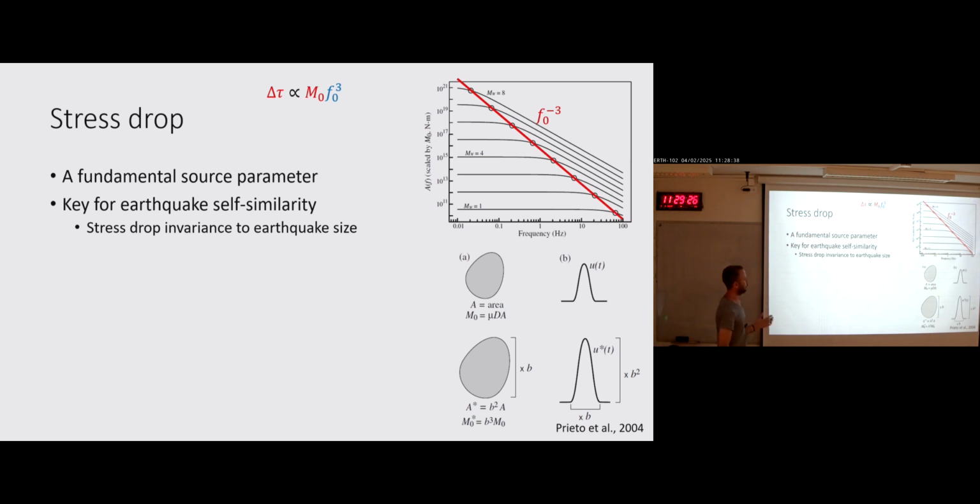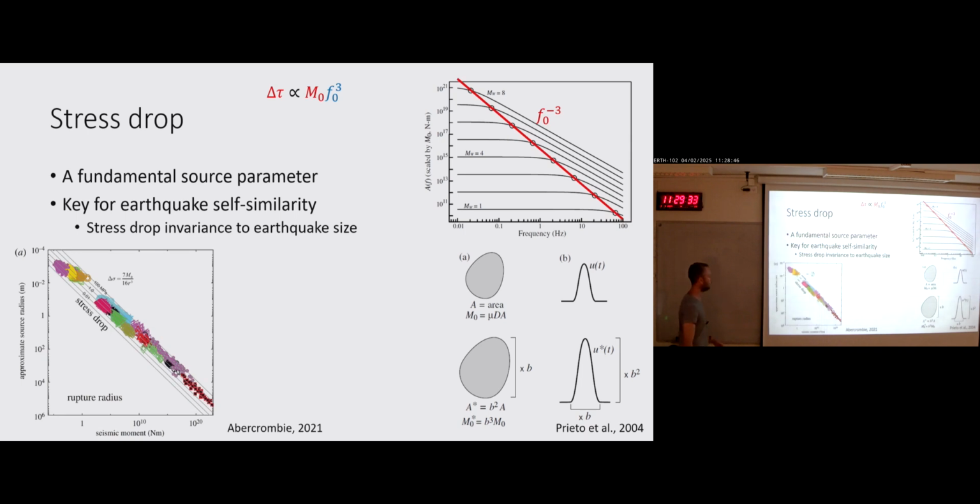If this is true, and earthquakes are self-similar, we expect stress drop to be constant for a wide range of magnitudes. And indeed, when we look at the compilation of a global data set of many, many earthquakes, and we see here more than 25 orders of magnitude in seismic moment, we see that stress drop, indicated here by these lines, only spans roughly 5 or 6 orders of magnitude. So when we have 25 orders of magnitude in seismic moment and only about 5 orders of magnitude in stress drop, we can say that stress drop is fairly constant and that earthquakes are self-similar.